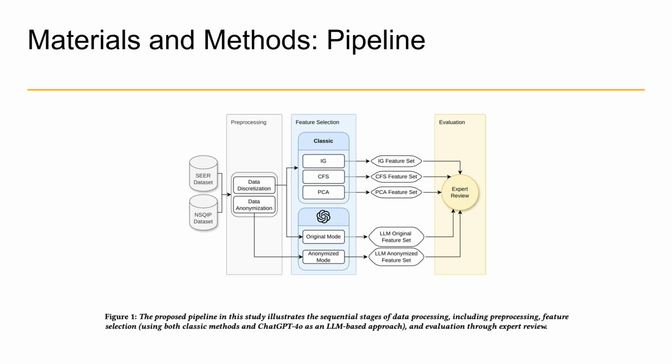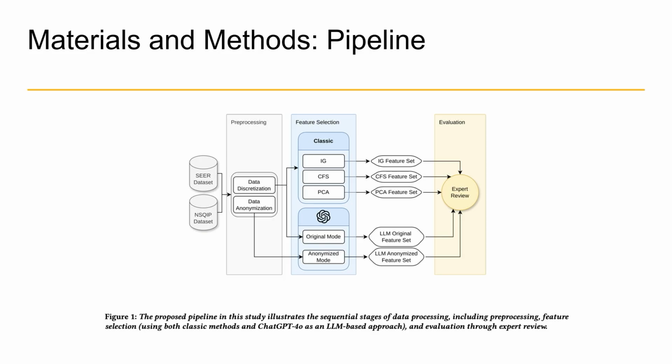So this is our pipeline. The first step we did for both data sets is pre-processing, where we discretize continuous variables and perform feature anonymization. For anonymization, we replace feature names with generic codes such as F1 and F2 to test ChatGPT's reliance on feature names. We then perform two stages of feature selection. The first is classical feature selection. We applied information gain, correlation-based feature selection, and principal components analysis to represent univariate, multivariate, and dimensionality reduction methods.